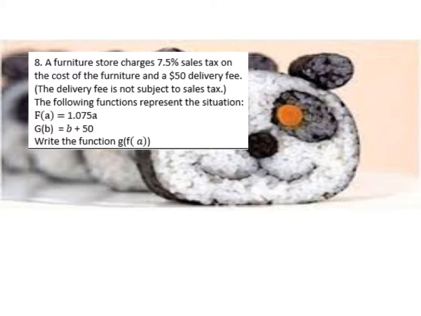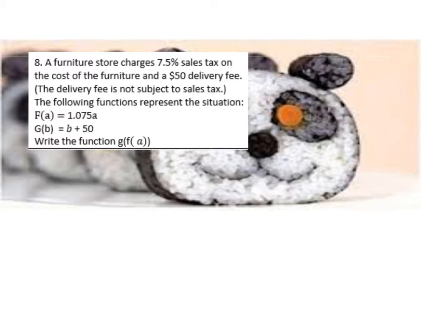A furniture store charges 7.5% sales tax on the cost of the furniture and a $50 delivery fee. The delivery fee is not subject to sales tax. The following functions represent the situation. Oh my goodness. F of A is equal to 1.075A and G of B is equal to B plus 50. Write the function G of F of A. Oh my goodness, this is a function within a function.